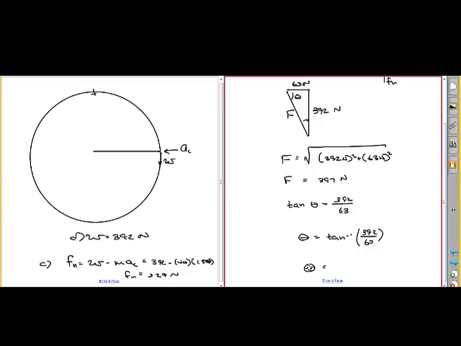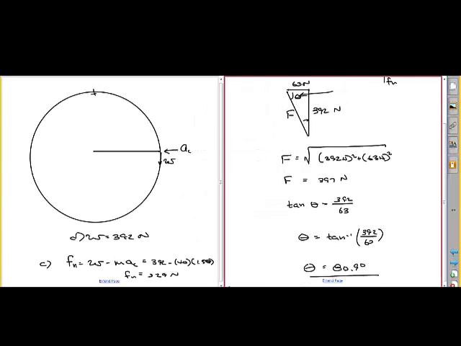Make sure you're in degrees, which I'm not. So inverse tangent of 392 divided by 63 is 80.9. So that would be this angle right here. Let me just double check, make sure that's right. 80.9, 397. Okay.